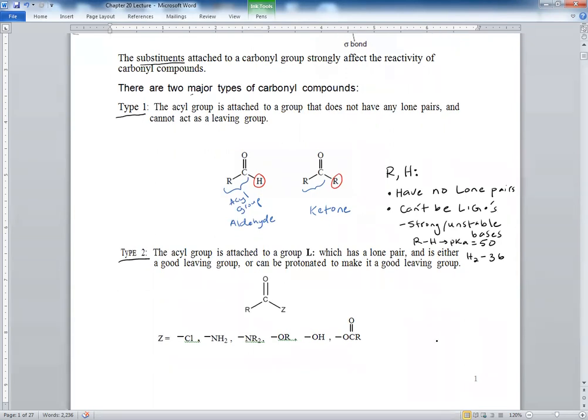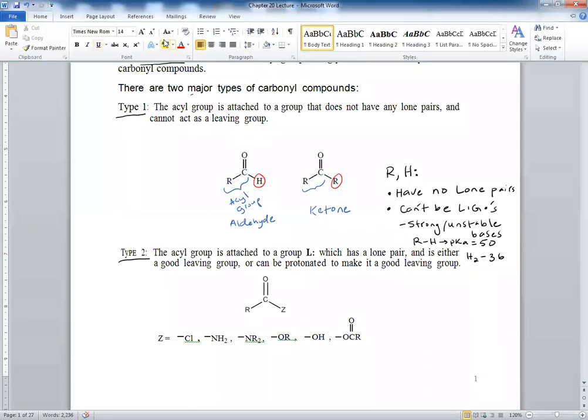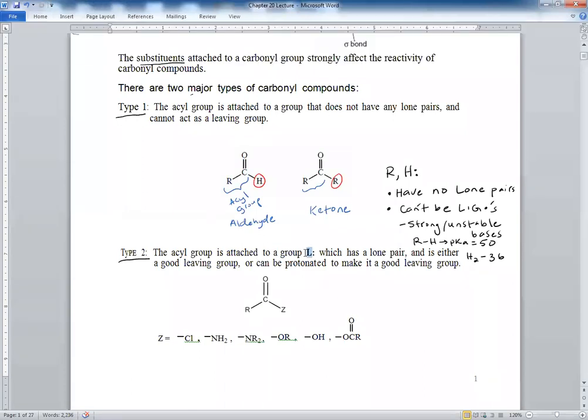So that's part one, or type one. Type two is where you have a leaving group, or at least the potential of having a leaving group. And in this case, what we have is the groups, as you see, denoted in Z. So we will call it Z, and this should be Z. Not sure why it changed, switch to L.